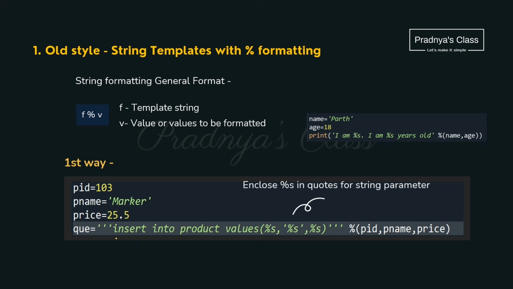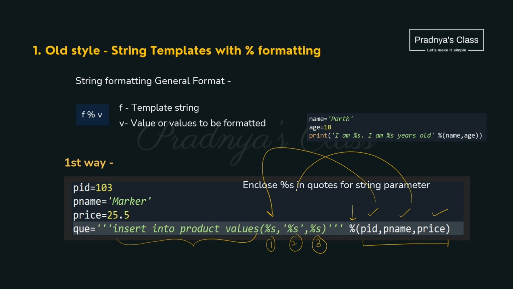So look at one simple query. Insert into product values. There are 3 values we need to provide. So we are writing %s 3 times. After completing the query string, we need to provide the variable names. Don't forget to write the % symbol. So here is PID, PName and price. The values will get replaced at the places where we have mentioned %s. In this way, with these values, one record will get inserted into the table.